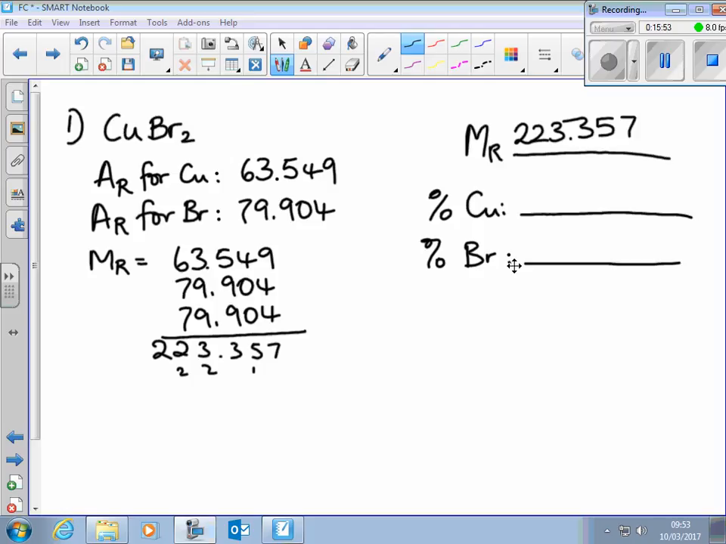Now, the percentage of copper in that, well, there's 1 copper atom. There's only 63.549 out of that, which accounts for the copper. You haven't really got space to put the calculation in here, but I'm going to do that just to show that's how it works. 63.549, I should have stuck with the whole numbers, I think, over 223.357. That would be the fraction version, wouldn't it, of how much of that formula is copper. Of course, to get it to a percentage, you just do that and then multiply it by 100. So I'm now going to wait for an answer on that one.